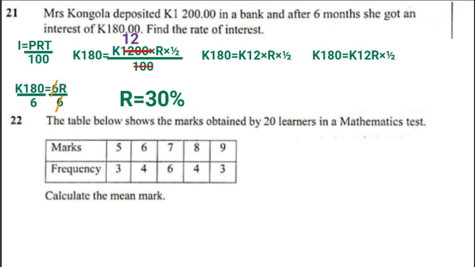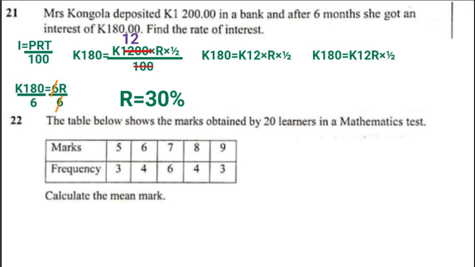Okay, go to the next question, which is 22. The table below shows the marks obtained by 20 learners in a mathematics test. Okay, so you can see the marks there and the frequency. So we are given a frequency table. The question is, calculate the mean mark. In the frequency table you are able to see that 3 learners got 5 marks, 4 learners got 6 marks, 6 learners got 7 marks, 4 learners got 8 marks, and 3 learners got 9 marks.